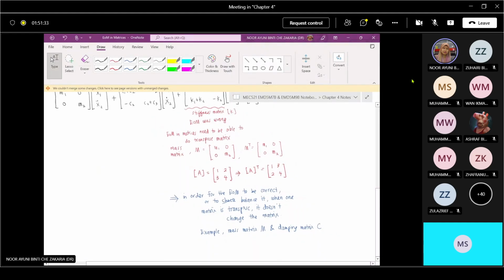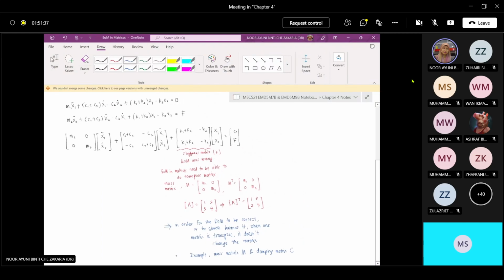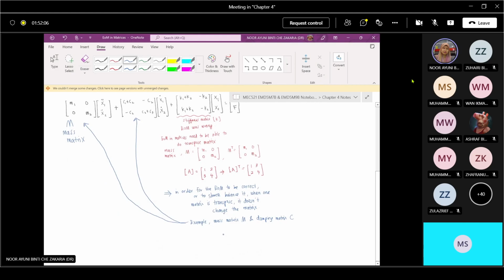Ada yang salah ni, so that we can explain. So this is mass matrix, M, capital M. Okay. If you change the arrangement of the mass matrix with transpose, dia masih sama. Sama juga dengan ini. Kalau saya buat C matrix, C.